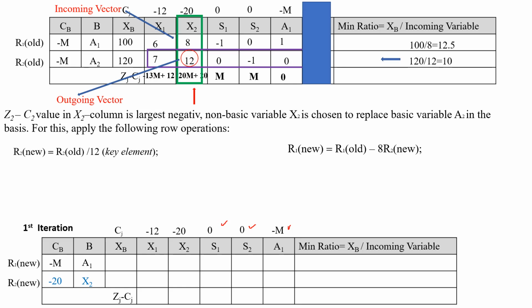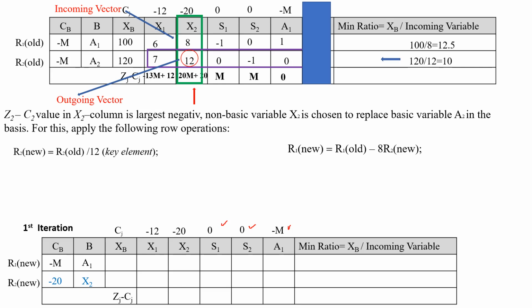Next we have to modify the XB value and all variable coefficient values by the following row operations, that is R2 new equals R2 old divided by the key element. Here the key element is 12.